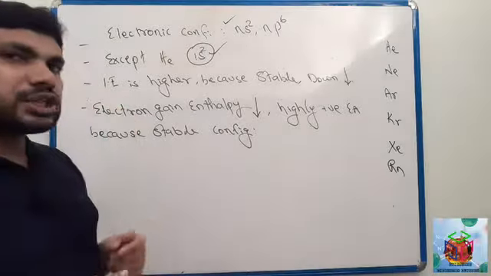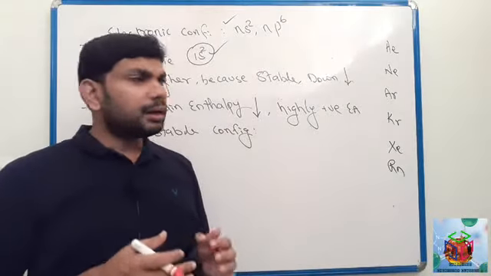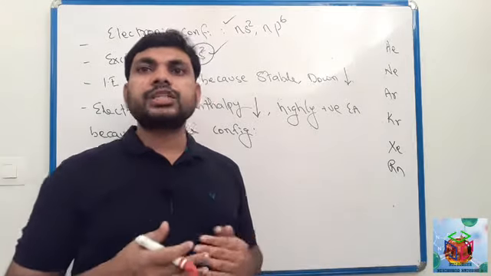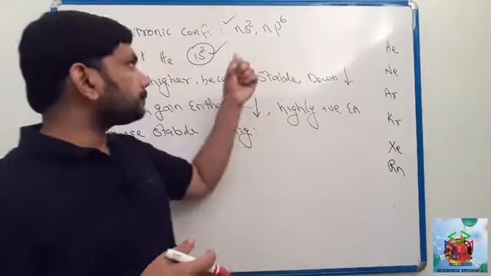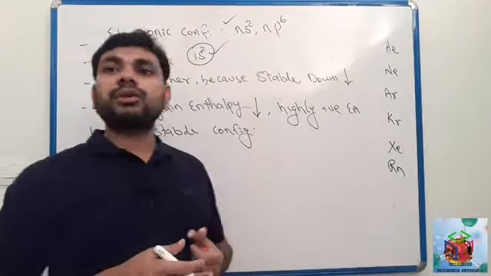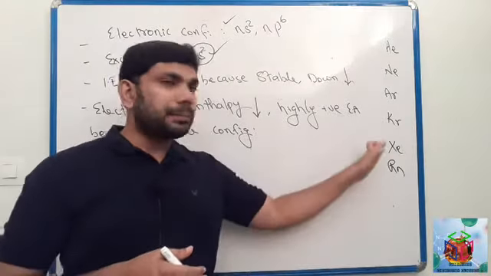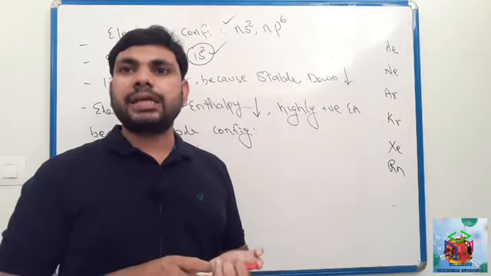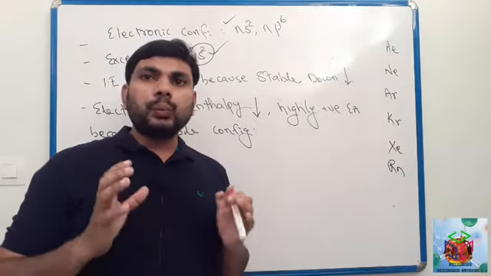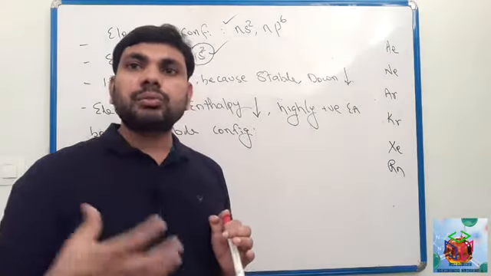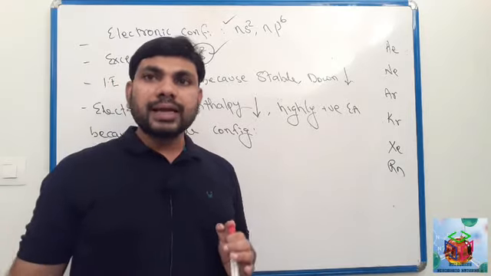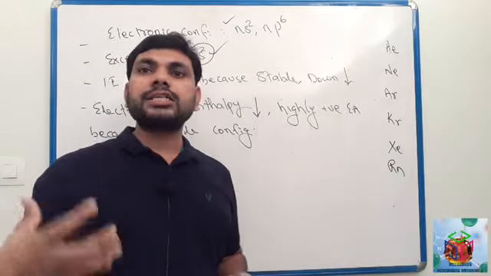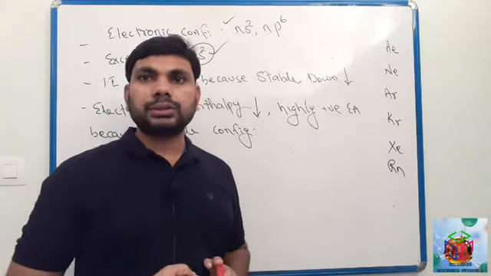Next, ionization energy. Generally, noble gases have higher ionization energy because they have a stable electronic configuration. Group 18 elements are highly stable, so we have to give more energy to remove an outer shell electron. That's why group 18 elements show the highest ionization energy in the p-block.